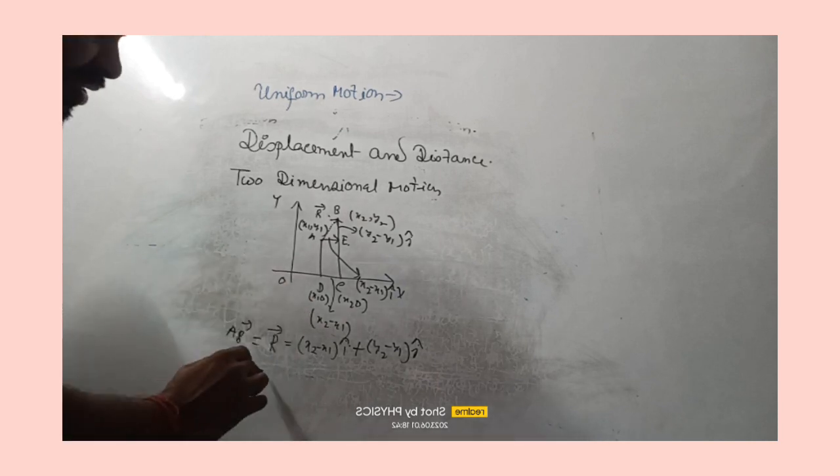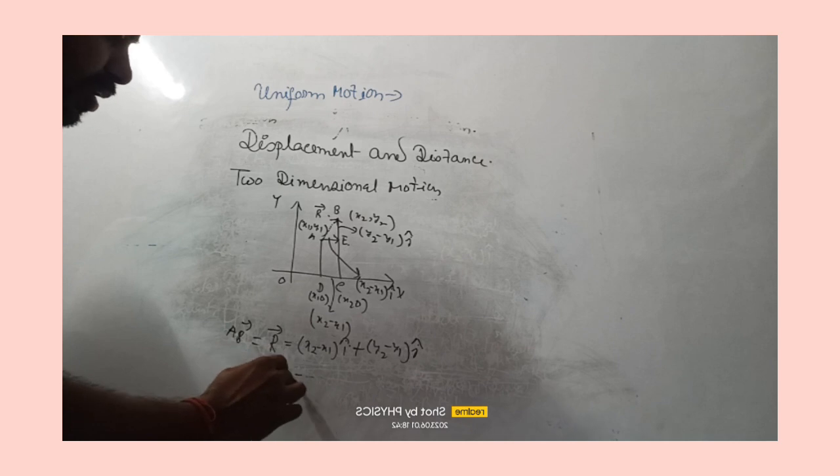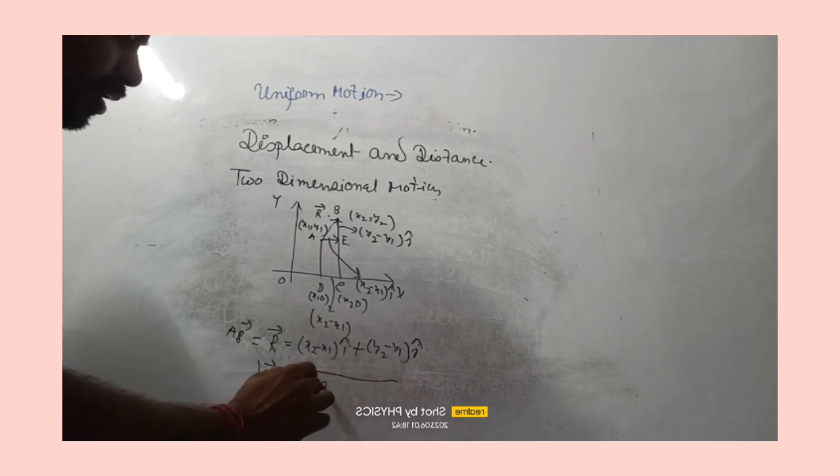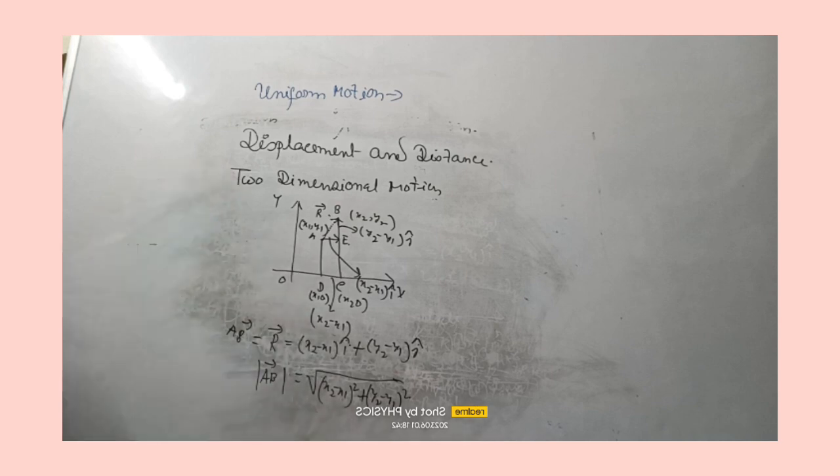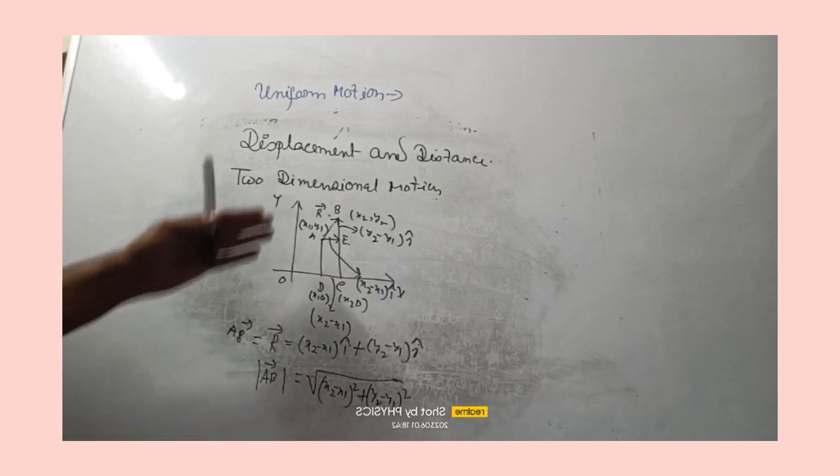And what is the distance? Let us take the magnitude. The AB vector magnitude is equal to under root of x2 minus x1 whole square plus y2 minus y1 whole square. That is the magnitude, or the distance, of the particle moving along AB.